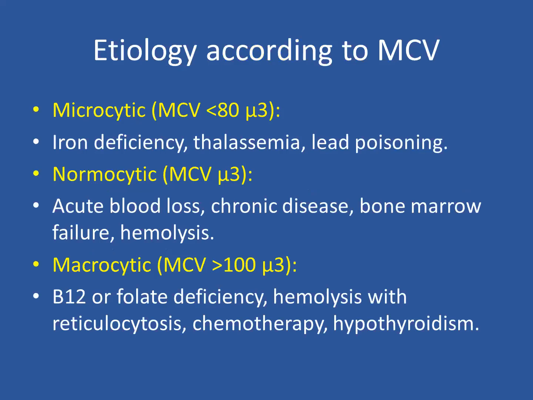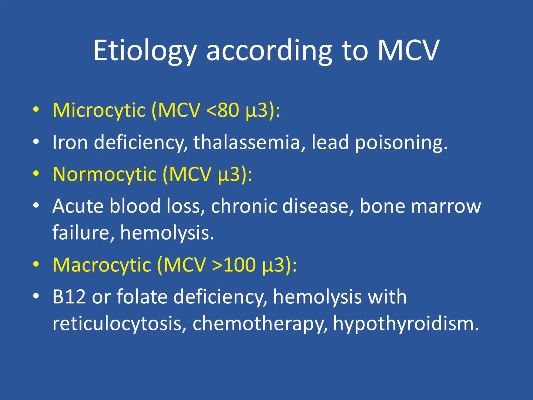So microcytic is less than 80, we call it 76 to 80. Some of them say less than 80. So iron deficiency, thalassemia, lead poisoning, right? When you see an MCV of 74, 65, you think of iron deficiency, thalassemia, or lead poisoning.